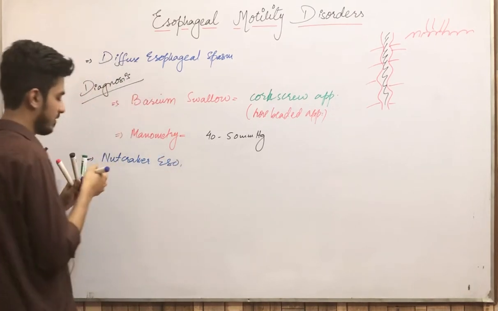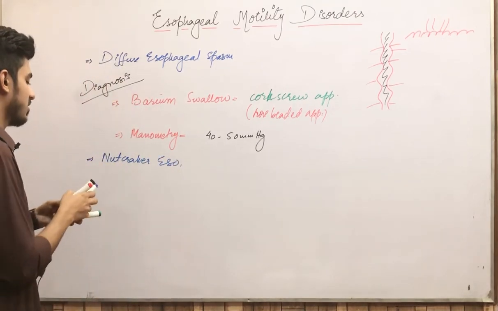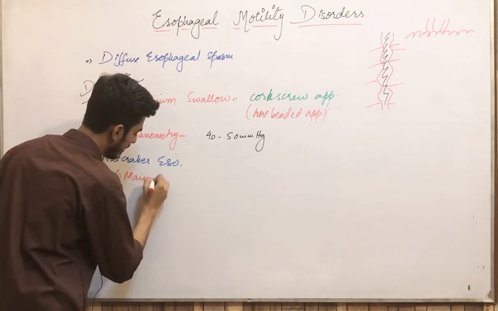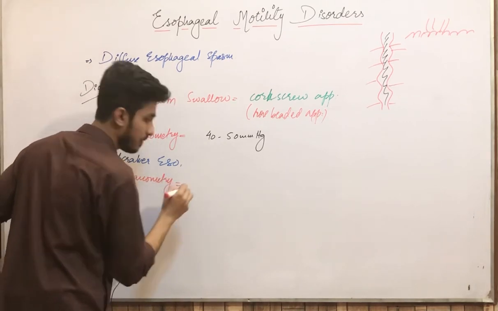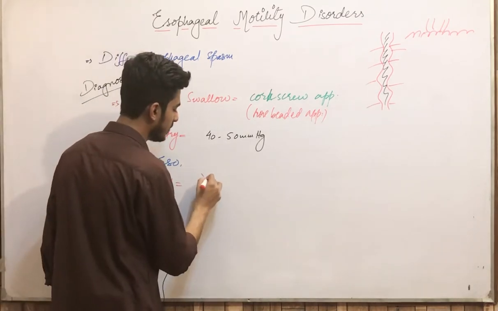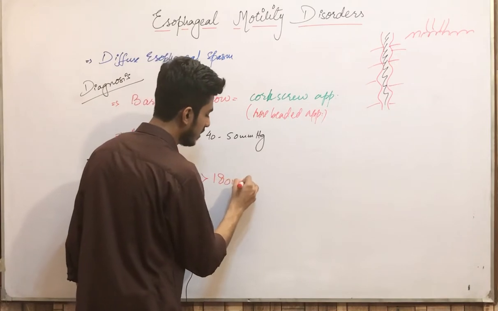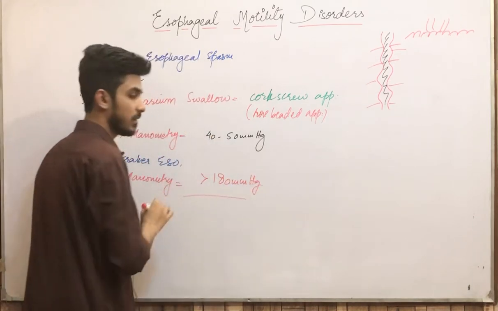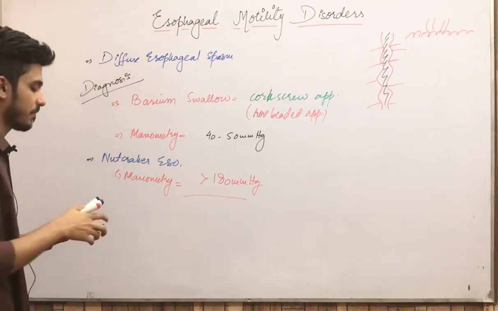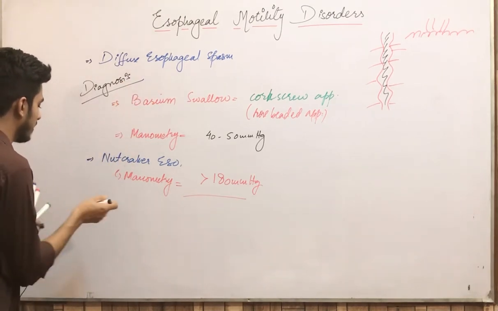Nutcracker esophagus. In this, the investigation, means the diagnosis, is also the same, that is the manometry. You will carry out the manometry. Clear? In manometry you will see high amplitude waves greater than 180 millimeters of mercury. Clear? Now the treatment of both is the same. Now I am writing here the treatment.